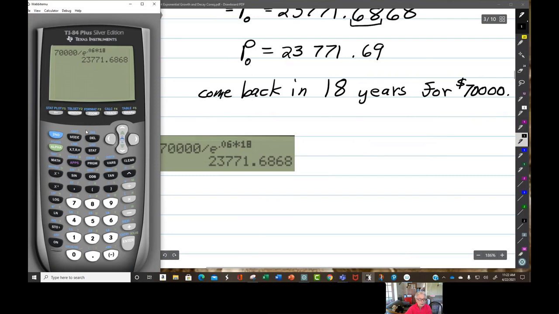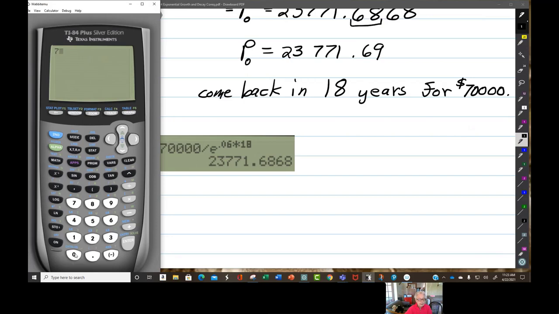And I'm also going to go back to the older operating system. Right here, MathPrint is the more advanced operating system. I'm going to go over to Classic with a right arrow and then hit enter. And now I'm in the traditional, the classical operating system. And I'm going to do this again so that people with the other calculator will have a model.